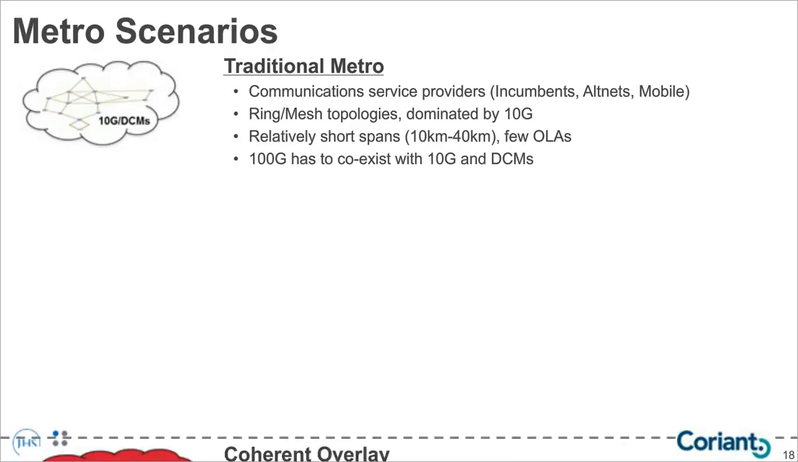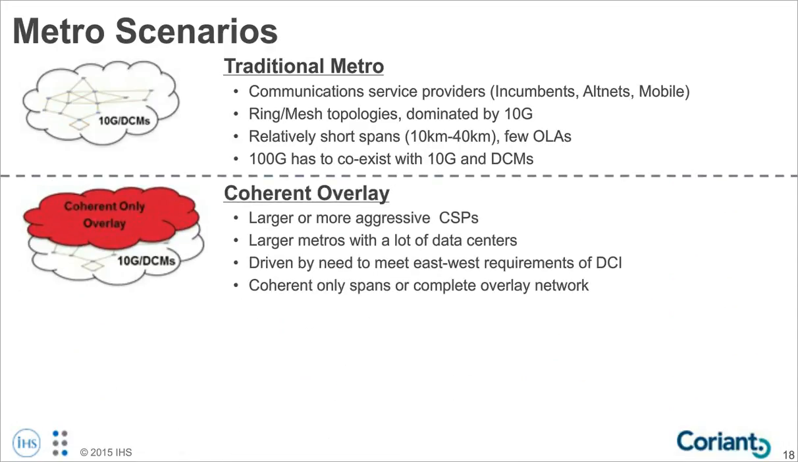Then the second scenario is something we're starting to see in the either larger or more aggressive communication service providers, primarily in the larger metros with lots of data centers, in order to meet the kind of east-west requirements of data center interconnect primarily. And this is where you build a coherent overlay, so either a separate overlay network that is coherent only, or it can be done with coherent only spans in a kind of mixed network, but having ROADM spans that are coherent only. So that's the second scenario, coherent overlay.